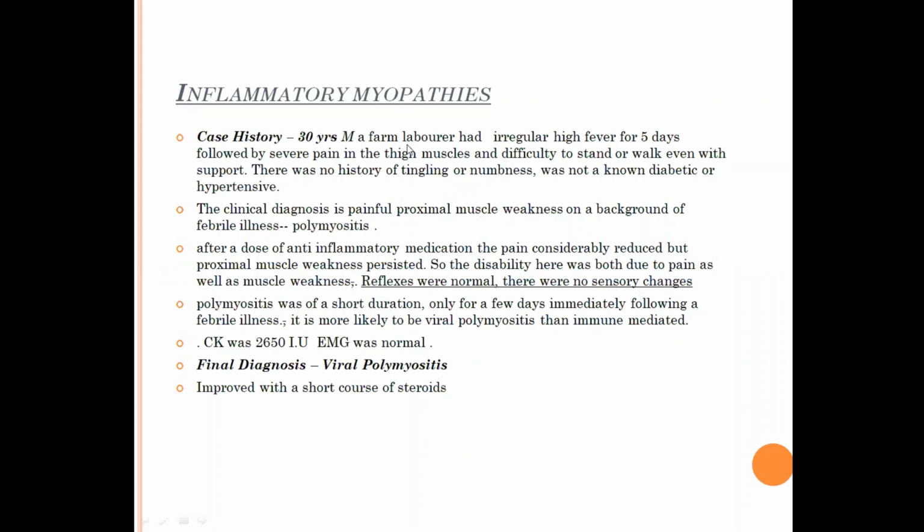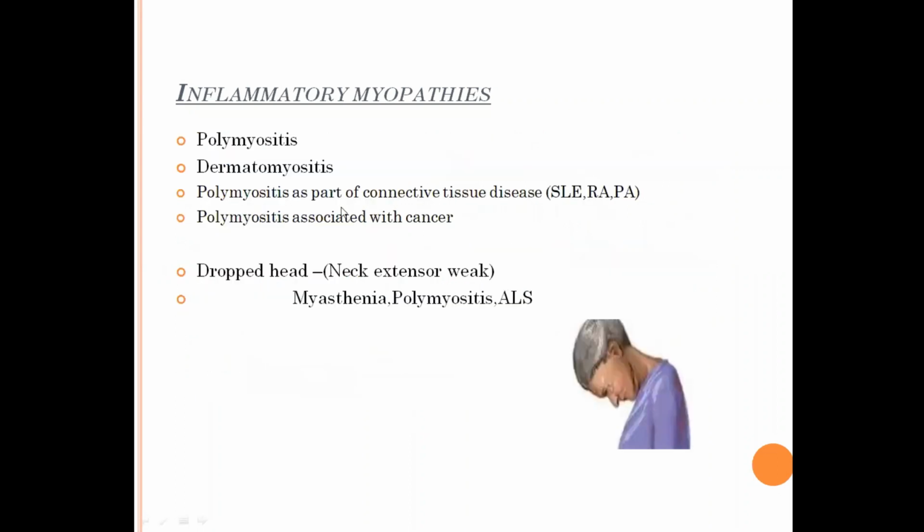Now, this is a polymyositis, inflammation, but it is not an immune-mediated polymyositis because of the background and a very short history of 5 days. It looks like a viral polymyositis. With a dose of steroids, he improved dramatically. What are the other inflammatory polymyositis? Until recently, inflammatory polymyositis are further divided into polymyositis, that is proximal muscle, polymyositis with skin changes, that is dermatomyositis, polymyositis as part of connective tissue disease like SLE, rheumatoid arthritis or polyarthritis, and the fourth variety of polymyositis associated with cancer.